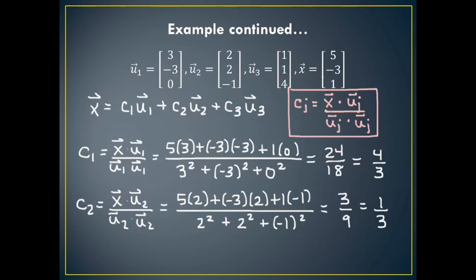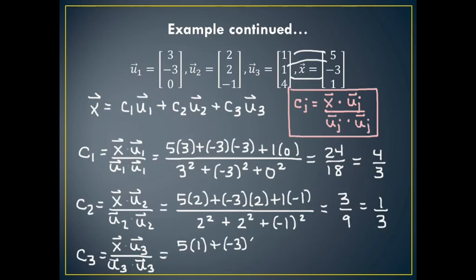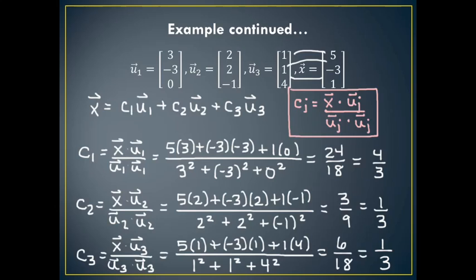Same thing for c3: x dot u3 over u3 dot u3 equals 6 over 18, which simplifies to 1/3. So I have all of my scalars c.